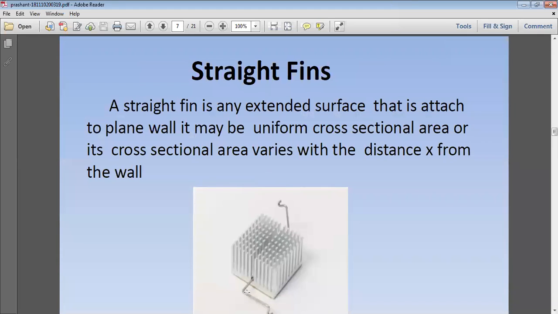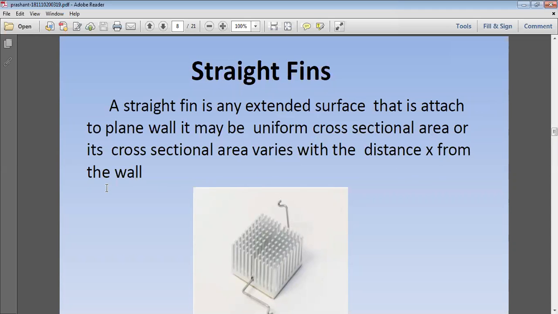Here you can see straight fins. They are providing a number of fins over the base material. This is one of the applications. Straight fins are many extended surfaces attached to a plane. This is the plane where we are attaching the many extended surfaces to the base material. A straight fin is one where many extended surfaces are attached to the plane wall. It may have a uniform cross sectional area, or its cross sectional area may vary with distance x from the wall.